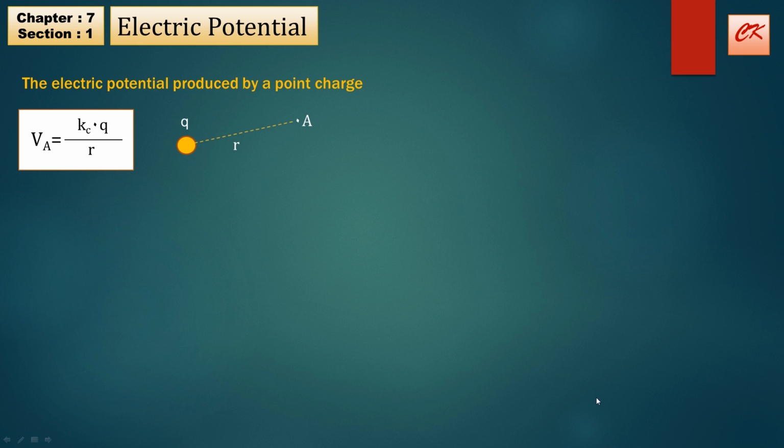Electric potential produced by a point charge. Now let's discuss electric potential produced by a charge. We know that when two charges approach each other, they will pull or push each other. It means that every charged body produces a field around itself. So a particle also produces an electric potential around itself. Here there is a charge, and this charge will produce potential around it. But at point A, what will be its potential? When we calculate VA, it is equal to KQ over R, where K is the Coulomb constant.